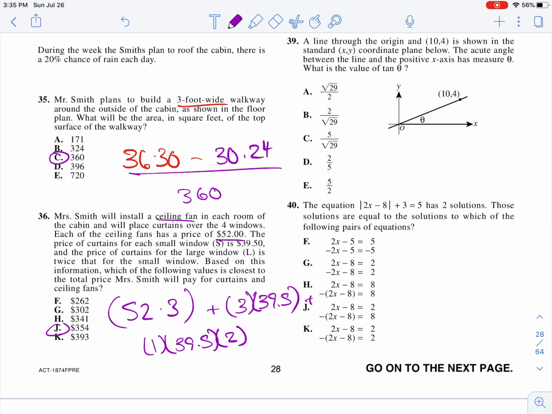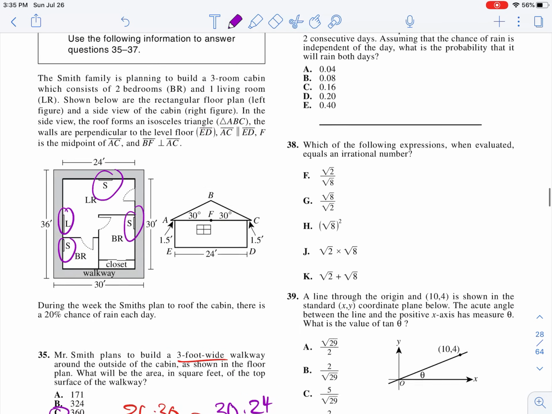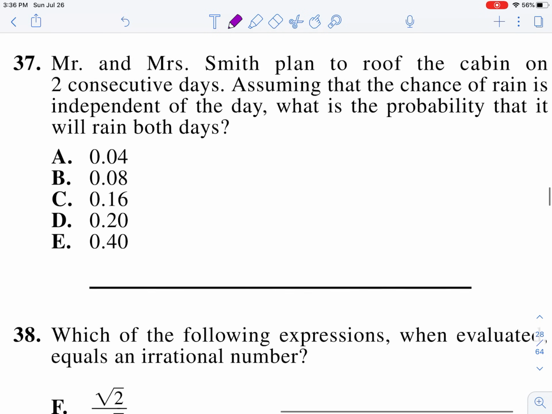And let me just add it up for you. 52 times 3 is 156. 3 times 39.5 is 118.5. And then 2 times 39.5 is 79. If you add 79 plus 118.5 plus 156, you get 353.5, which is answer option J. That's the closest one.